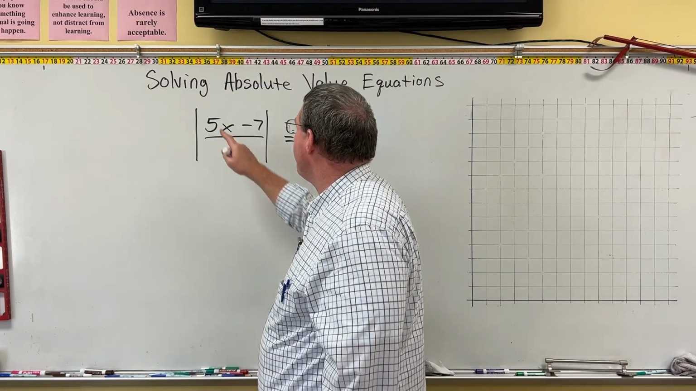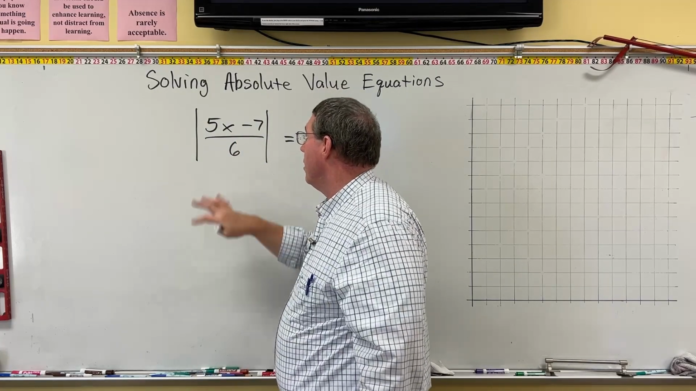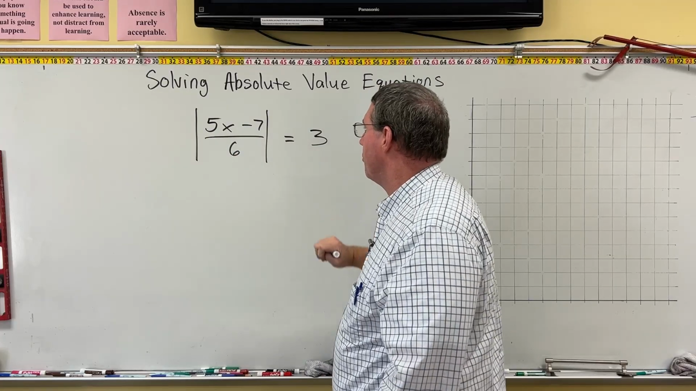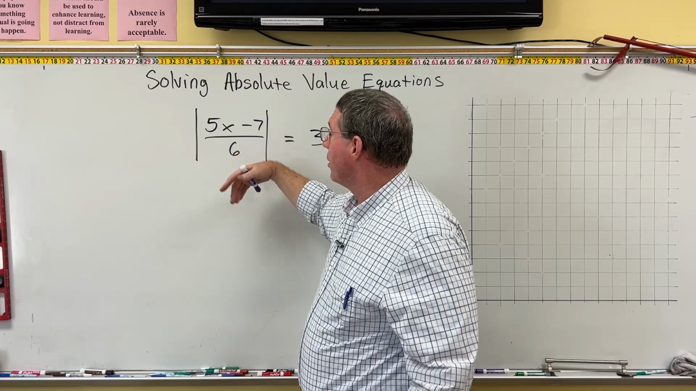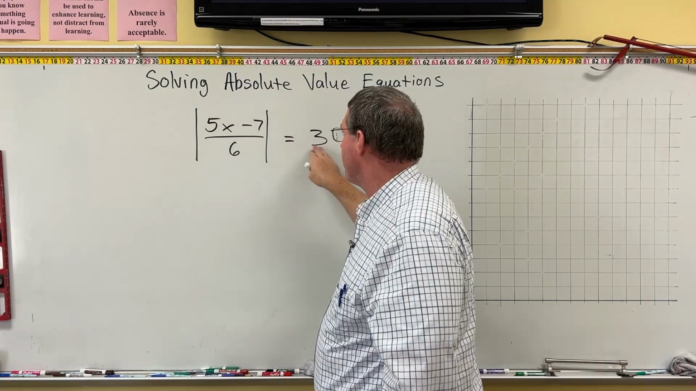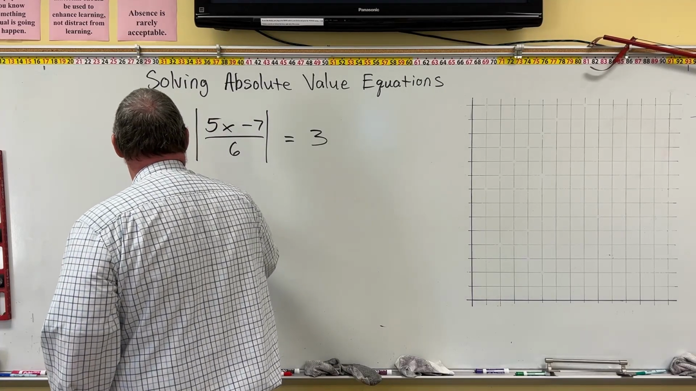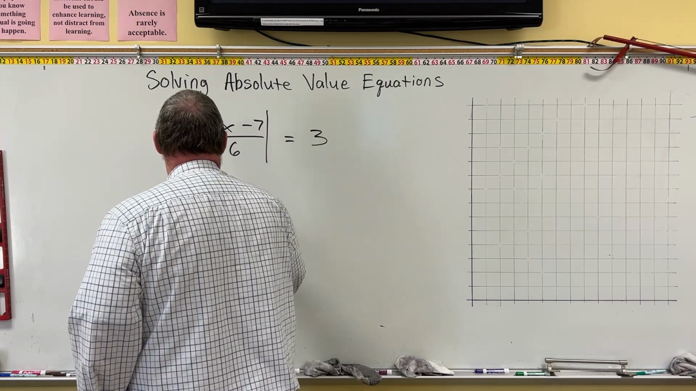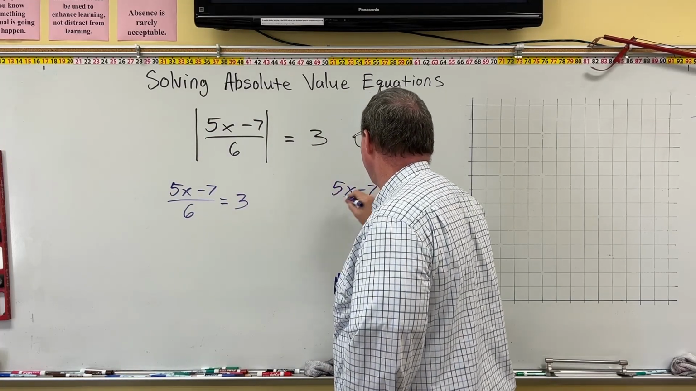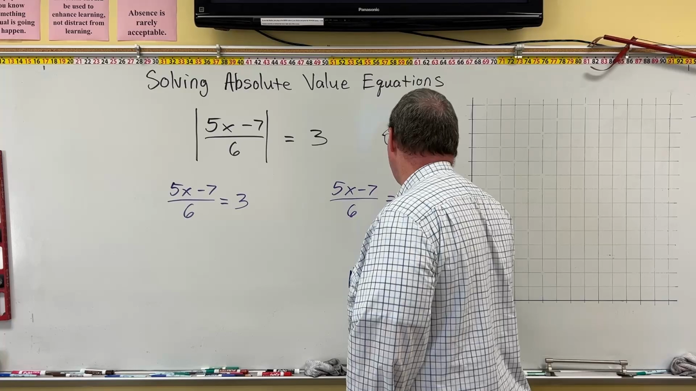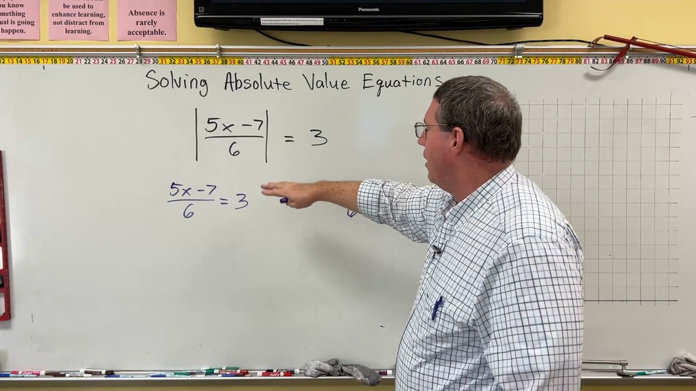And so what we know is that 5x minus 7 over 6, if it equals positive 3, then the absolute value of positive 3 is equal to 3. But it can also equal negative 3. So 5x minus 7 over 6 is equal to negative 3. The absolute value of negative 3 is also equal to 3. So we're going to do two separate problems here. We're going to do 5x minus 7 over 6 is equal to 3. And we're going to do 5x minus 7 over 6 is equal to negative 3. Because either way, if this expression is equal to 3 or negative 3, the absolute value of it will equal 3.